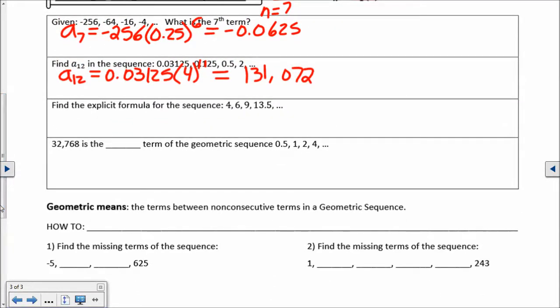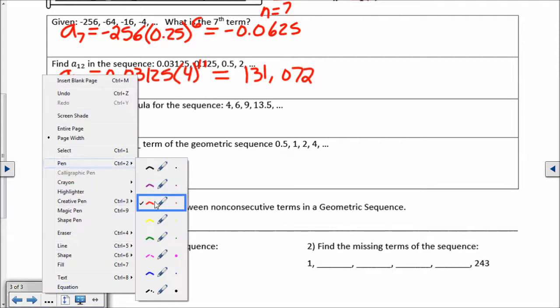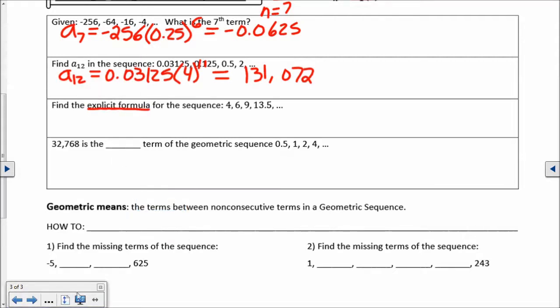Dag, that's what I said. Dag nabbit. Alright. The next one is asking for the formula again. Explicit though. Why can't it be clean, guys? Gosh darn it.